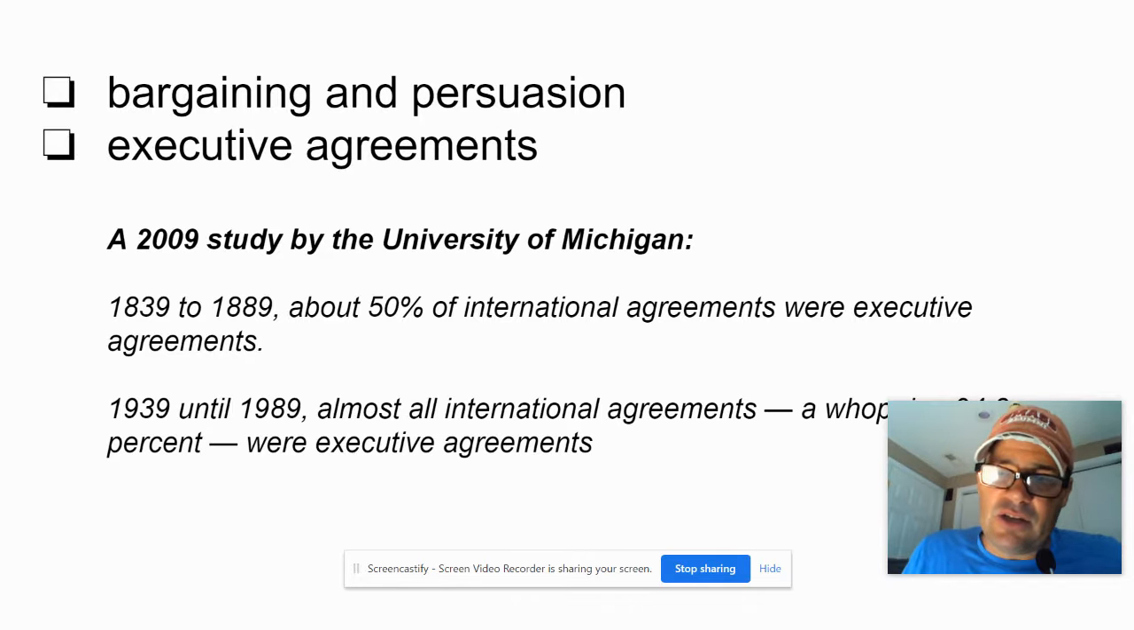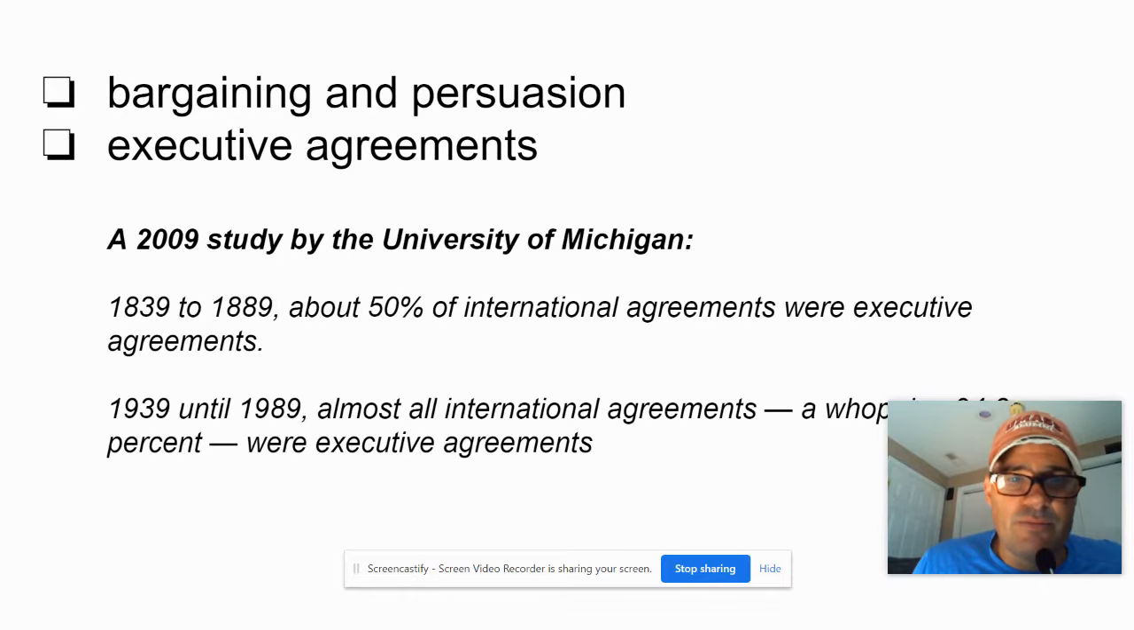Another one is called an executive agreement, and again, we're going to have a card on this. This is an agreement between two countries that doesn't require Senate approval. If you look at this study from the University of Michigan on these informal executive agreements between nations, about 50% of international agreements were executive agreements between 1839 and 1889. But from 1939 to 1989, almost all, like 84%, were executive agreements.